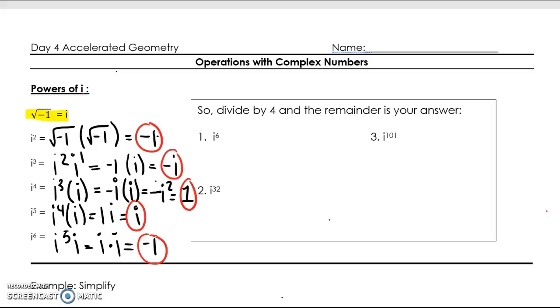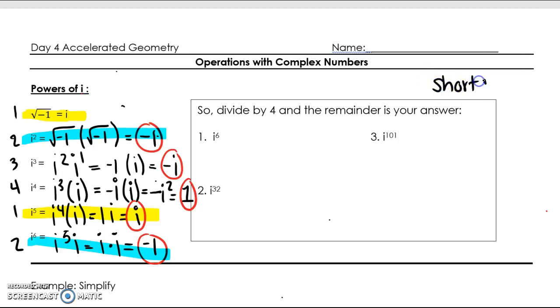What do we notice here? It looks like i squared was the same thing as i to the sixth. Also, if you noticed, i to the first was the same thing as i to the fifth. It looks like every 1, 2, 3, 4 powers of i, the answers are going to repeat. And so there's a little bit of a shortcut that we can remember.